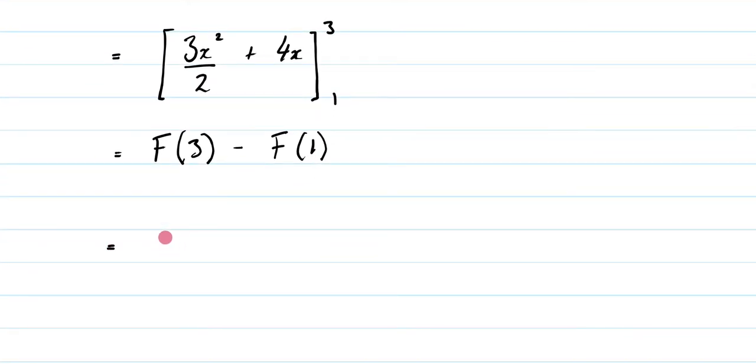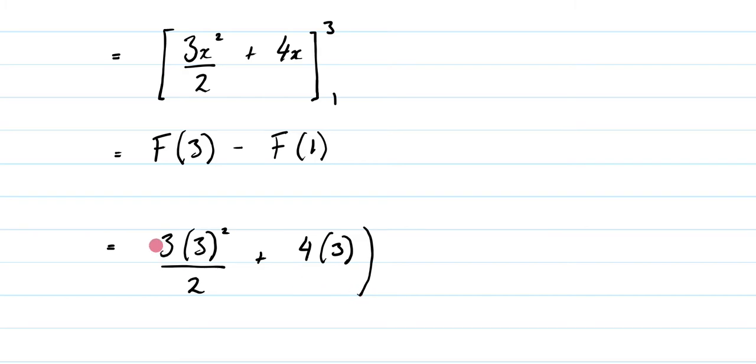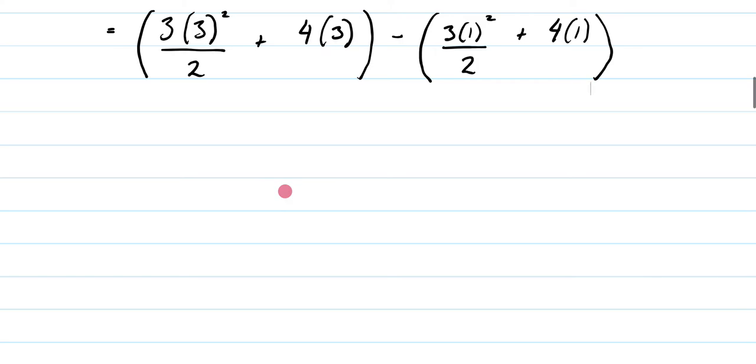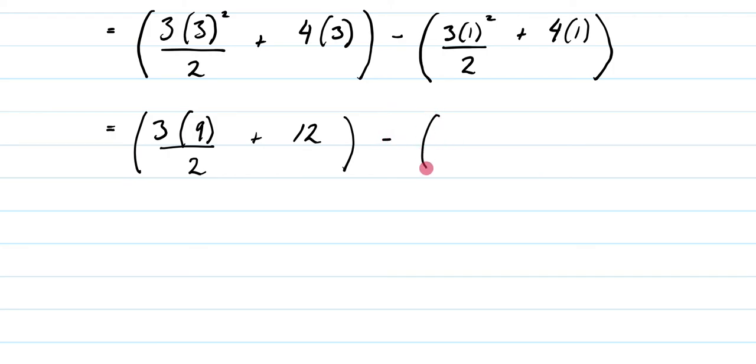We're going to get 3 squared over 2 plus 4 times 3, let me put that whole thing in brackets, minus 3 times 1 squared over 2 plus 4, then I'm subbing in 1 there, closing that off. Then we come down. I'm going to be left with 3 squared is 9 over 2 plus 12 minus 3 over 2 plus 4.